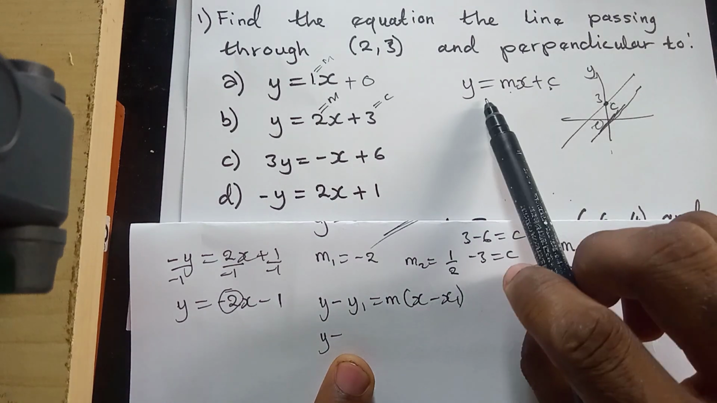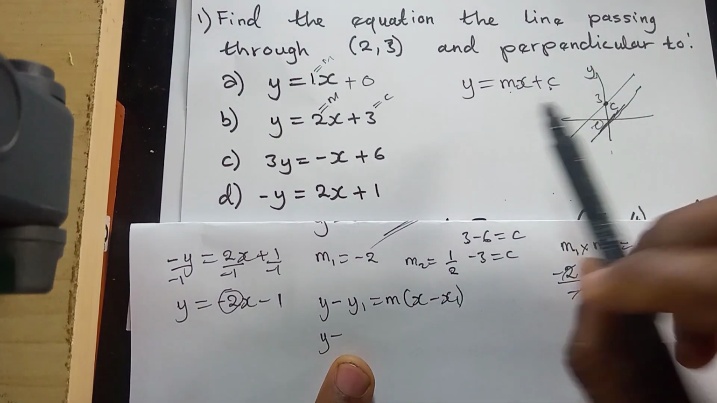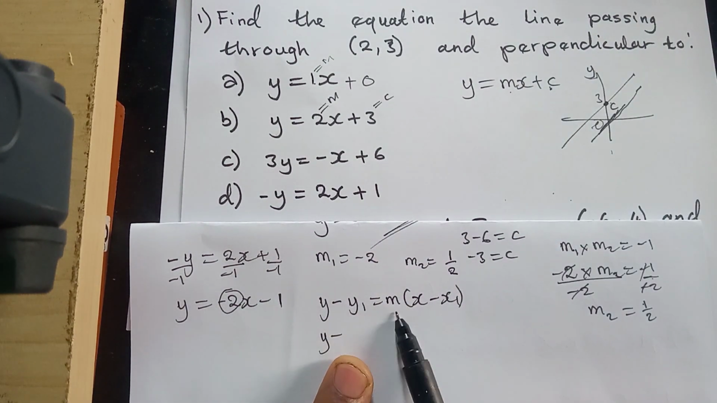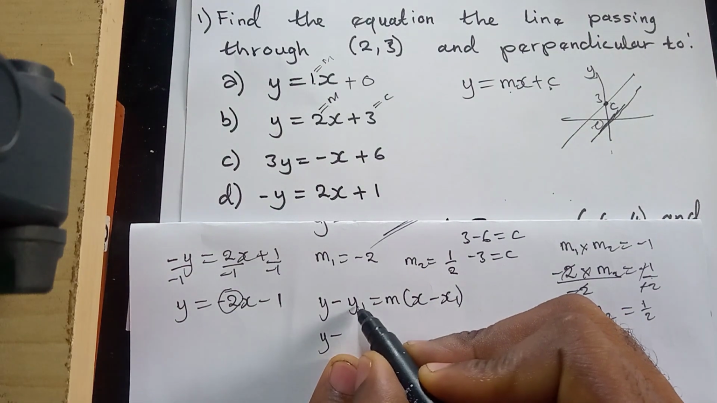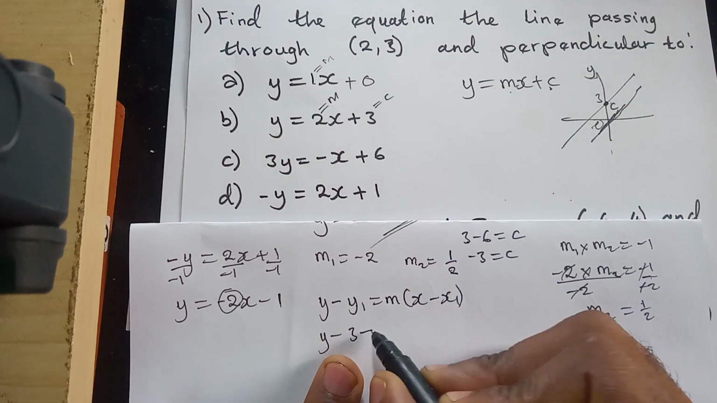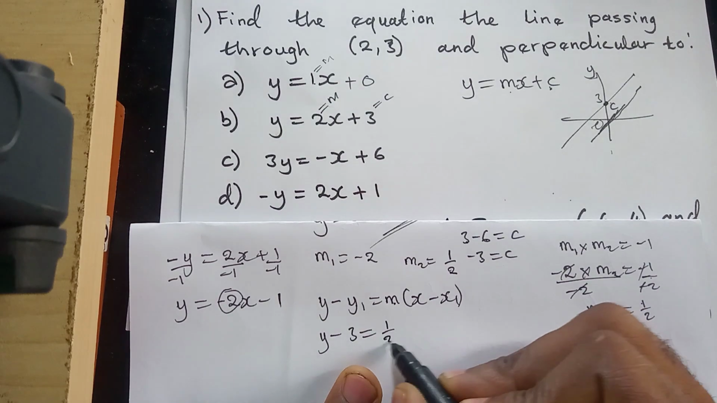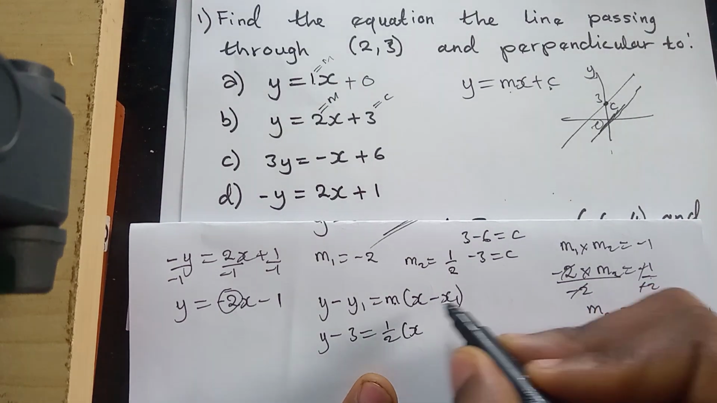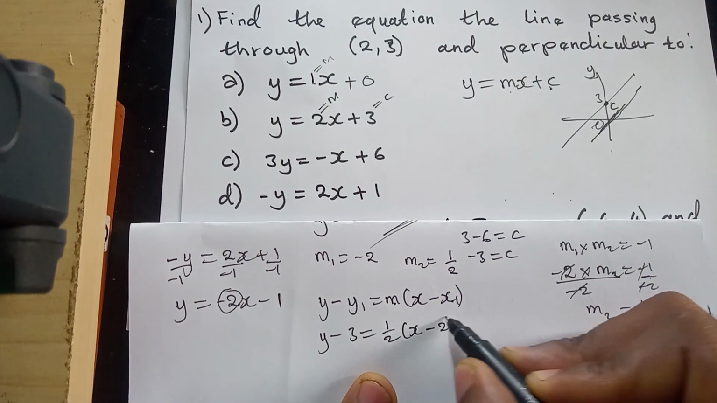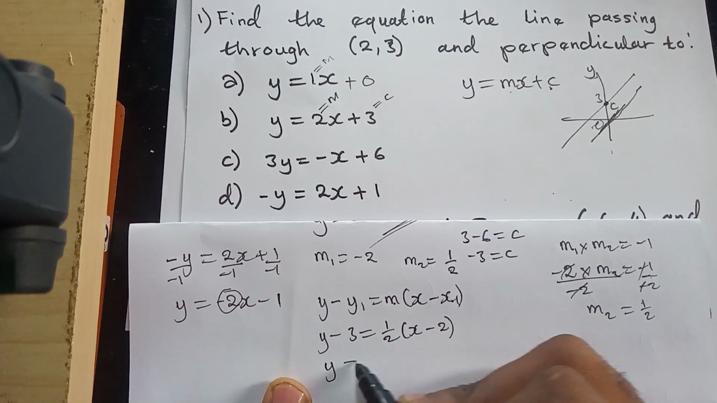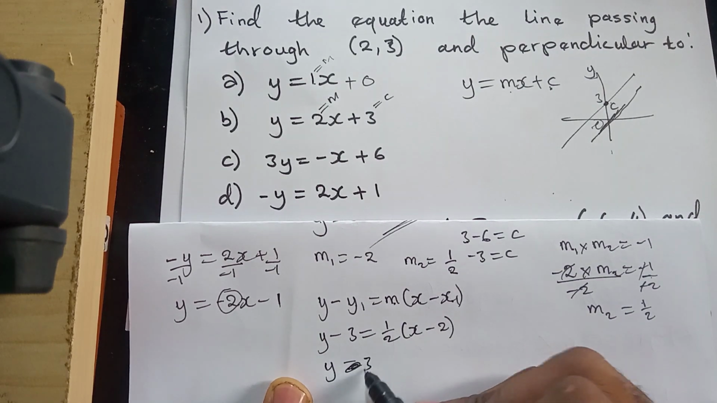So for example, in a case where you have the gradient and one point, you can either use this or the gradient formula, but not all of them. So y1 here is 3, and then our m is a half, our x is still x, x1 is 2. So we can just expand and simplify.